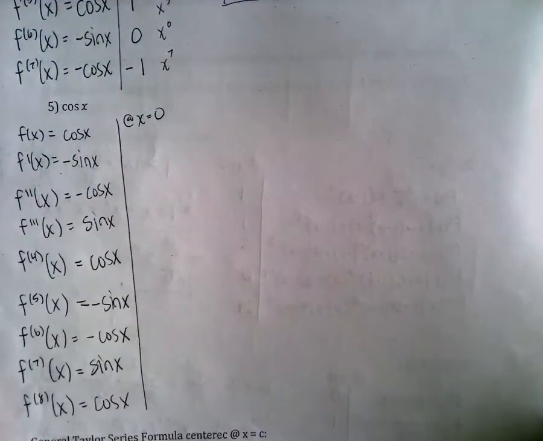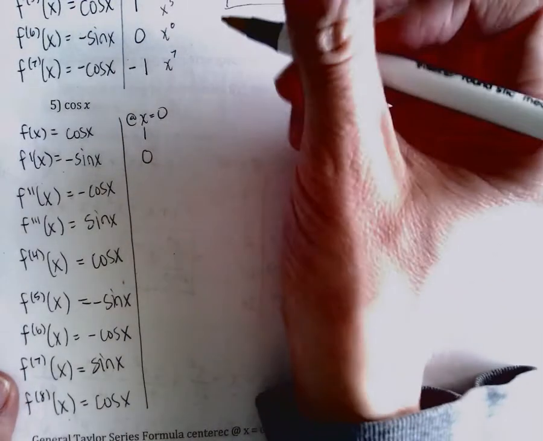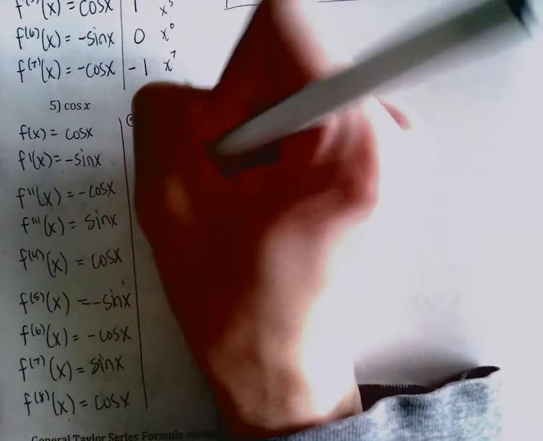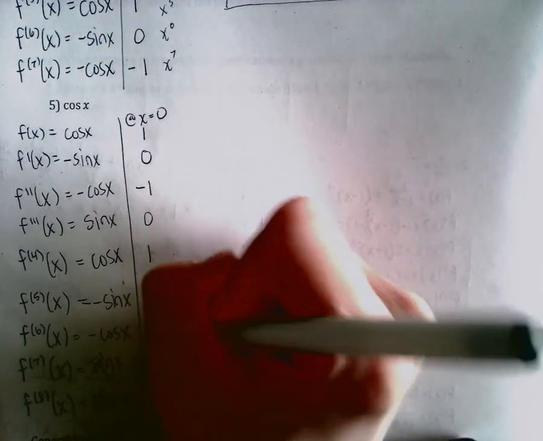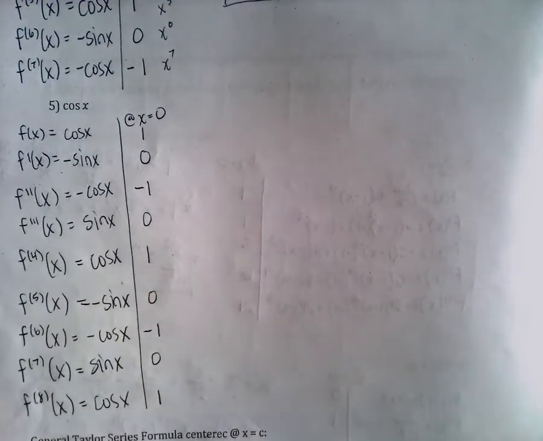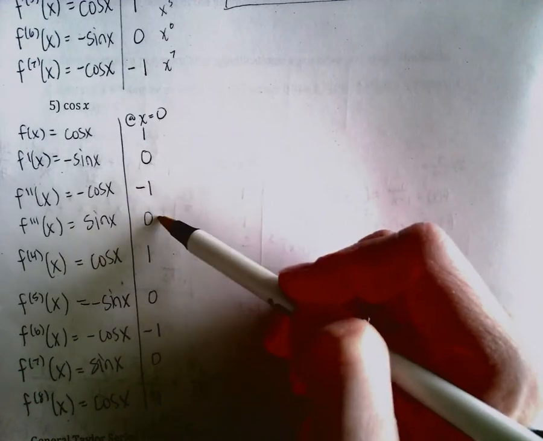For all these, cosine of 0 is 1, sine of 0 is 0. So the negative cosine of 0 is negative 1. Sine is 0. Cosine is 1. Sine is 0. Cosine is negative 1. Sine is 0. Cosine is 1. So you see the pattern. Remember, it starts constant term, x, x squared, x cubed, x to the 4th, etc.